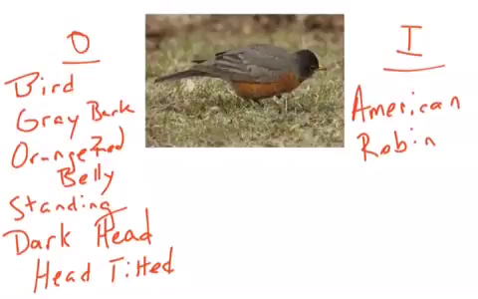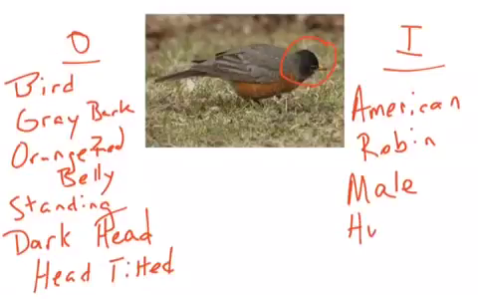It appears that this is a male American robin. I can tell that because of this bird's dark head. Females don't have dark heads like that, males do. Another inference I can make is, because that bird has its head tilted, it is actually looking at the ground, and he is hunting. He's looking for insects or worms on the ground.